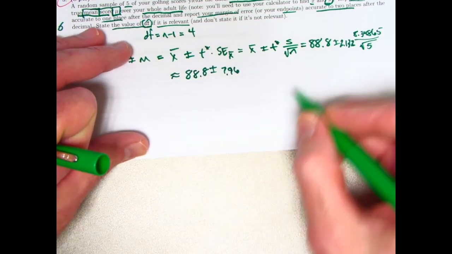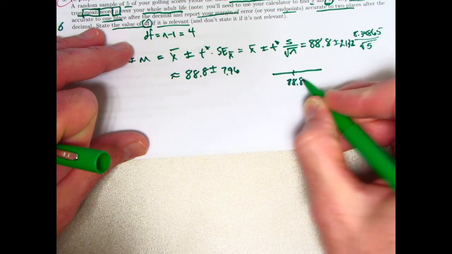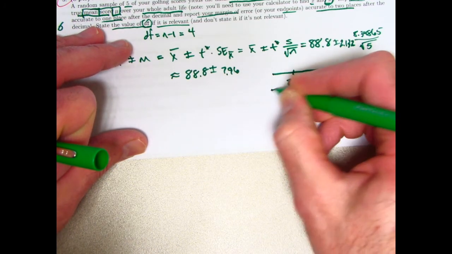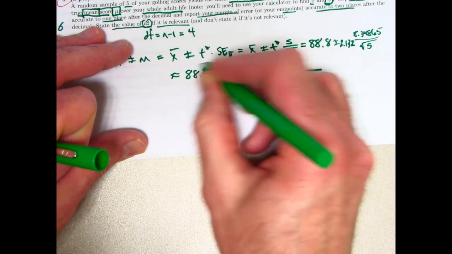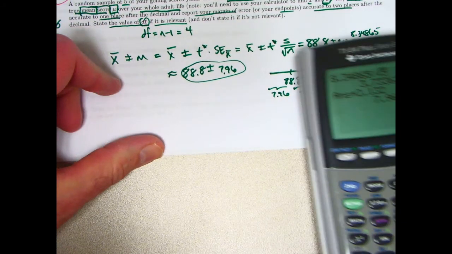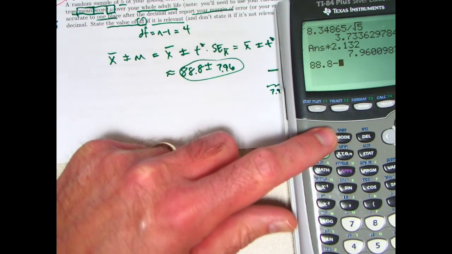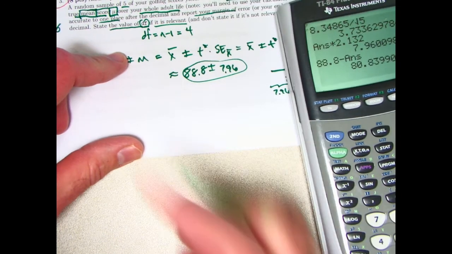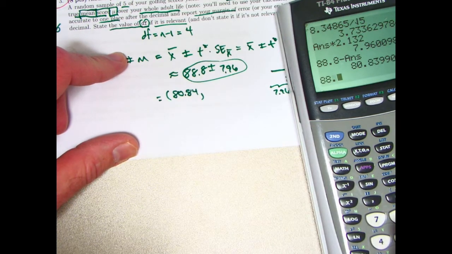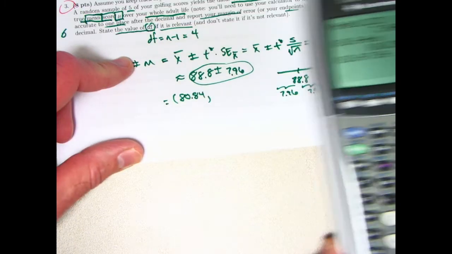That would be plus or minus notation that emphasizes the midpoint of the interval at 88.8 and also emphasizes the distance to either endpoint, 7.96. And I'm fine with you leaving your answer this way, but you should, if I asked you, be able to find the endpoints as well. And so we'd do 88.8 minus 7.96 is 80.84, and 88.8 plus 7.96 is 96.76.